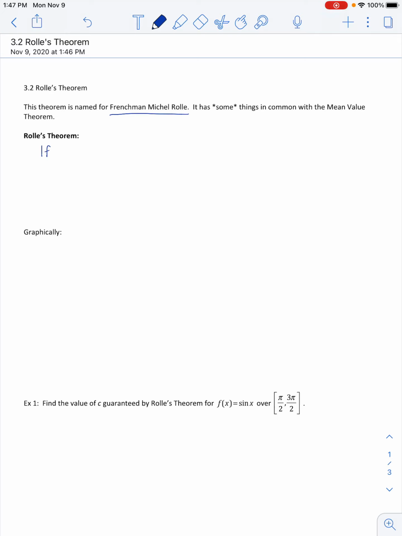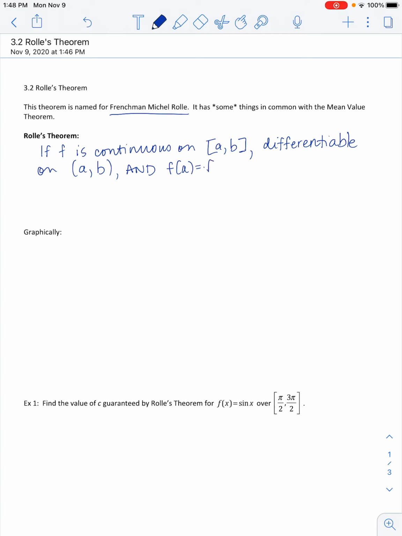So it starts off very much the same. If f is continuous on the closed interval a to b, brackets, not parentheses, and differentiable, we're going to do a comma here, differentiable, because we are making a list of 3. Differentiable on the open interval a to b. And, here's what's new, f of a equals f of b.